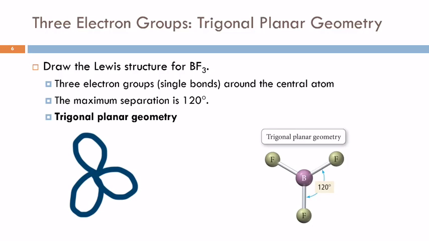I forgot to draw the Lewis structure for this. Let's do that real quick. So boron and fluorine. And this is another one where the octet rule is violated. Boron has an incomplete octet. Looking at this Lewis structure, we see 3 electron groups on the central atom. 3 groups separate into a trigonal planar geometry. Any questions?